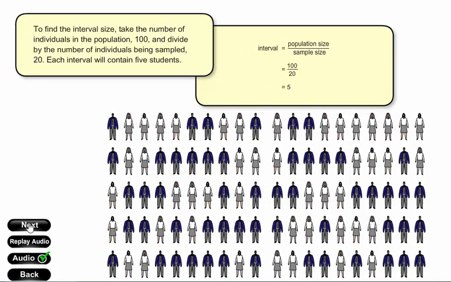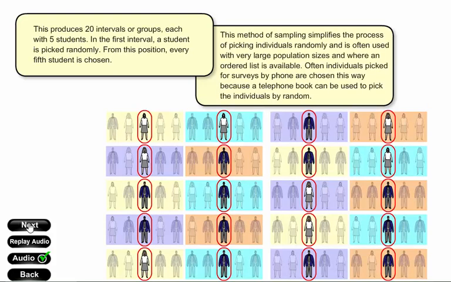To find the interval size, take the number of individuals in the population, 100, and divide by the number of individuals being sampled, 20. Each interval will contain 5 students. This produces 20 intervals or groups, each with 5 students. In the first interval, a student is picked randomly. From this position, every 5th student is chosen.